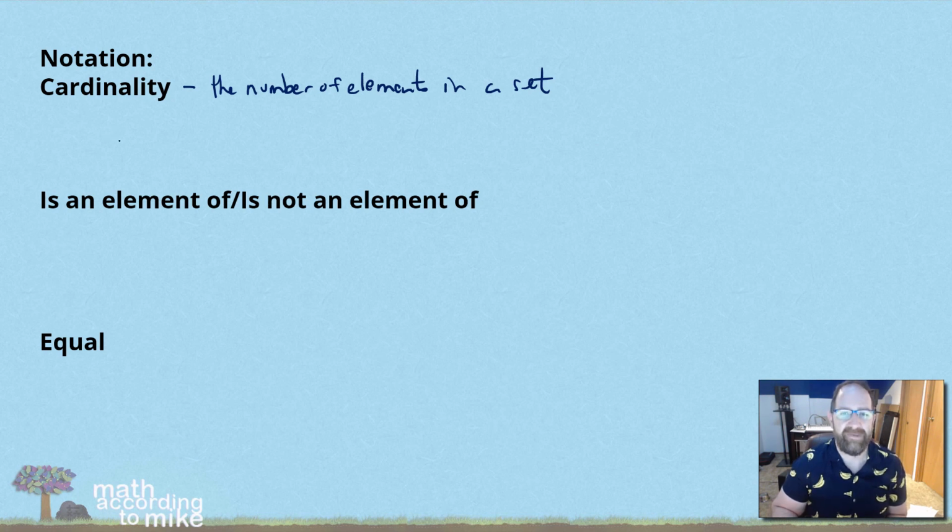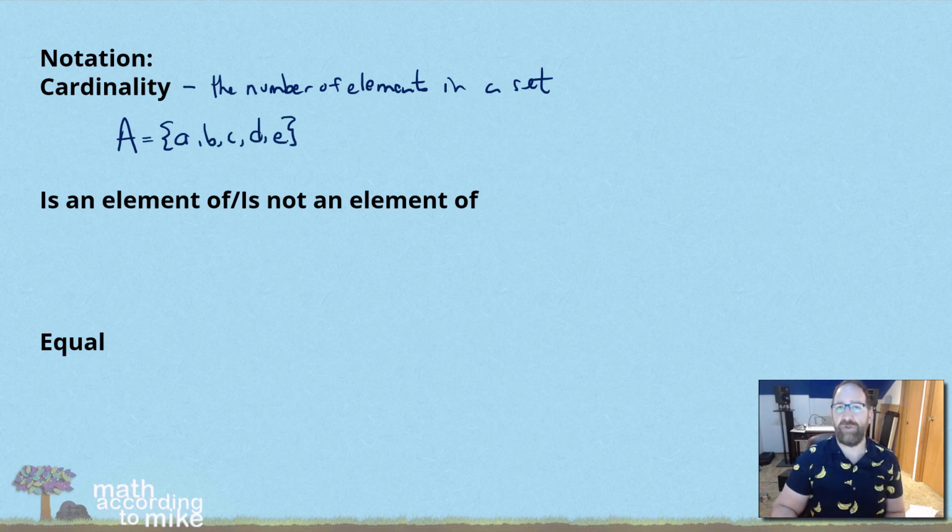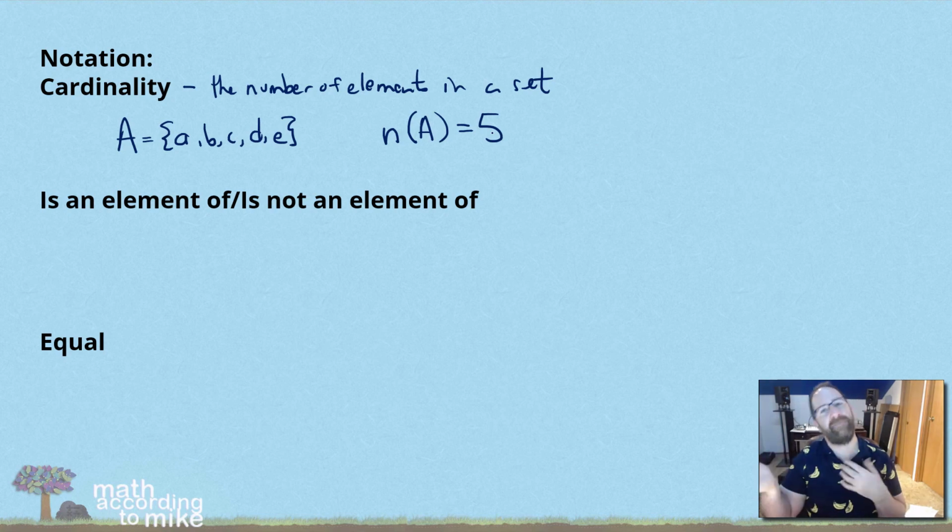So for instance, if I had the set A was {A, B, C, D, E}, and I asked you how many elements are in that set, you would say 5. Notationally, we would say lowercase n, and in parentheses, we'd put the set name, n(A) = 5. So this would be pronounced the cardinality of set A is 5, or the number of elements in set A is 5. Done. That's all cardinality is, the number of elements in a set.